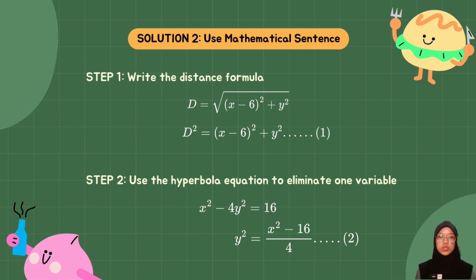So step 2, we use the hyperbola equation to eliminate one variable. The hyperbola equation will be x squared minus 4y squared equals 16. We want y squared to be our subject, so it will be y squared equals (x squared minus 16) over 4. And then it will be our second equation.